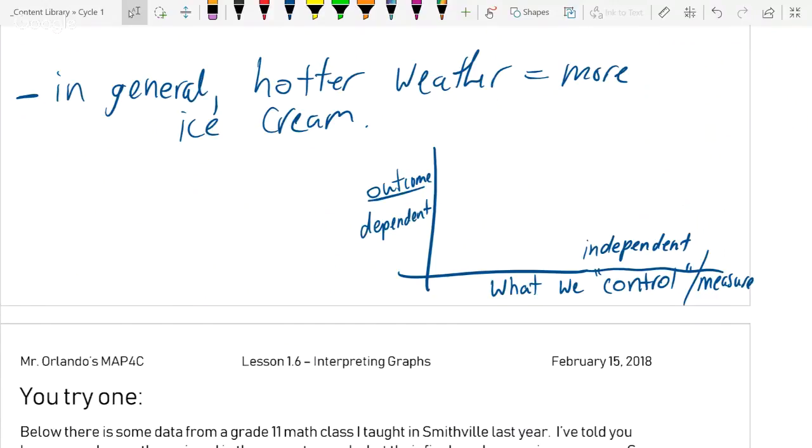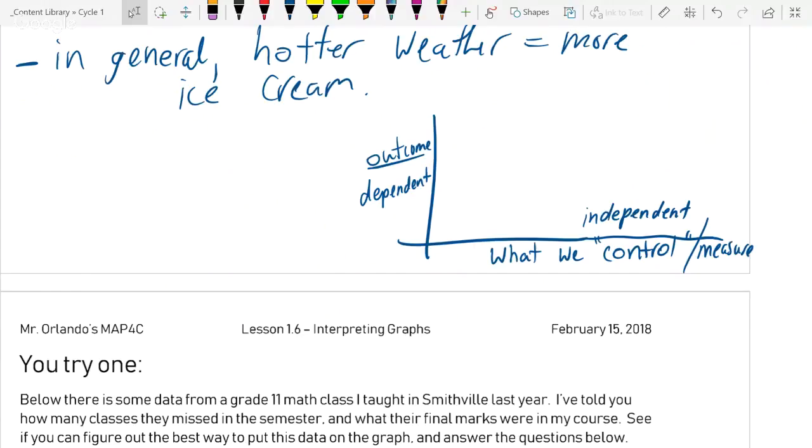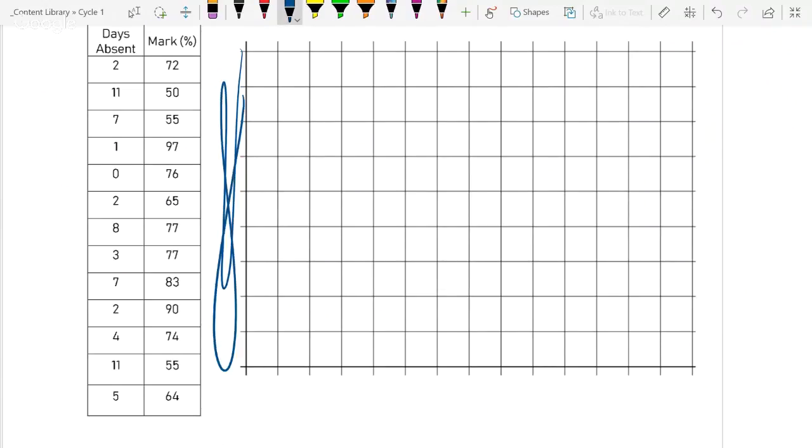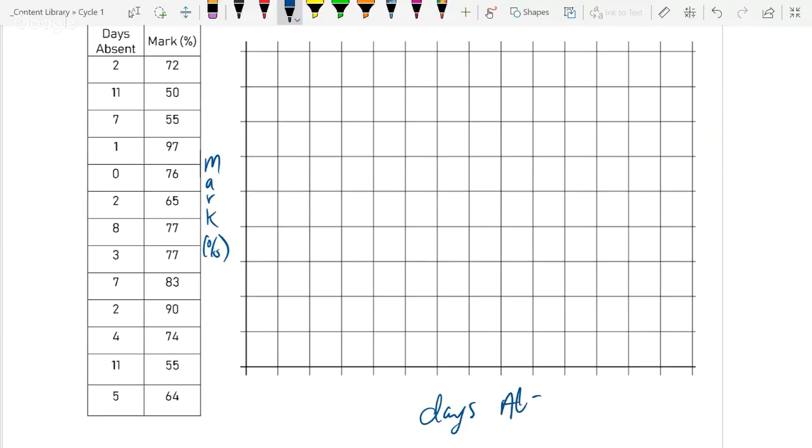But anyway, here we're comparing what? What are we comparing here? Good. So what are we thinking is the outcome? What should we be putting on the up and down? Yeah, I like that. I'm thinking probably mark as a percentage here. And then what would we put down here? Yeah. All right, so give that a try. See what you get.